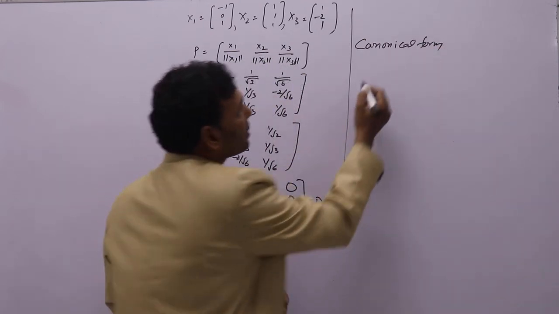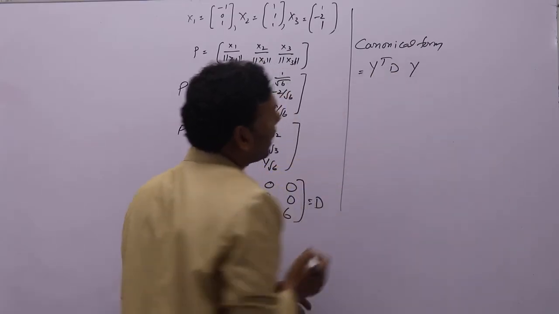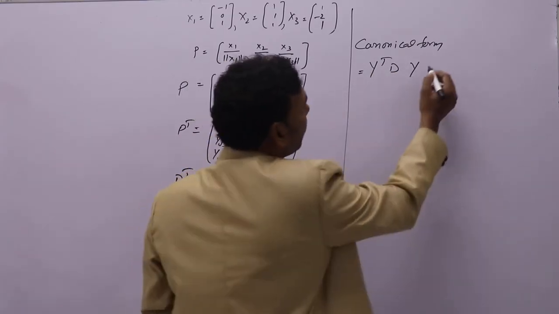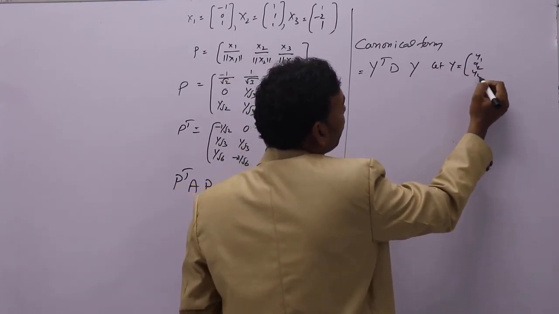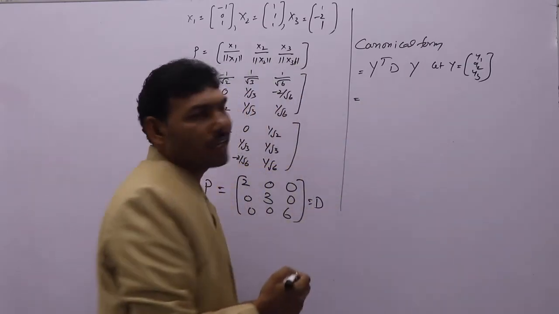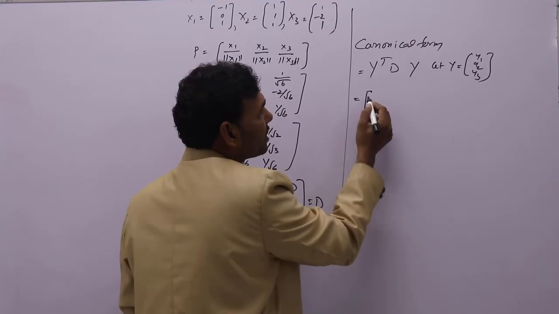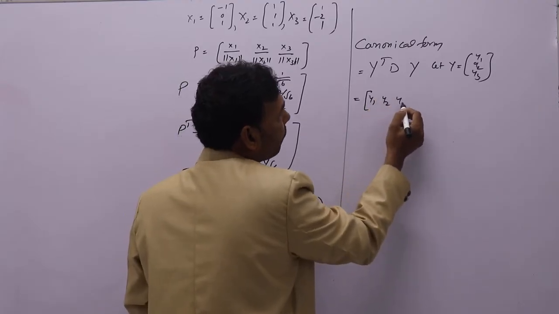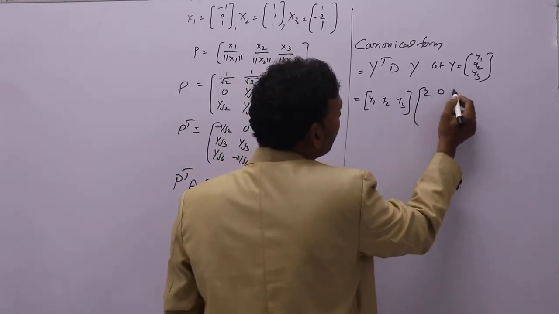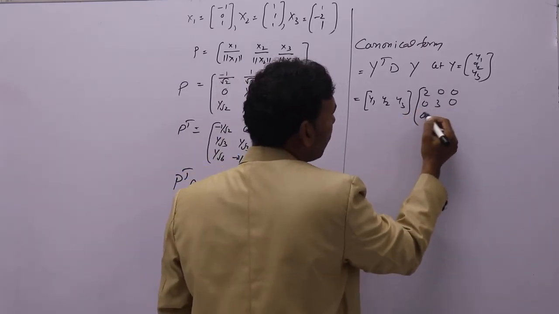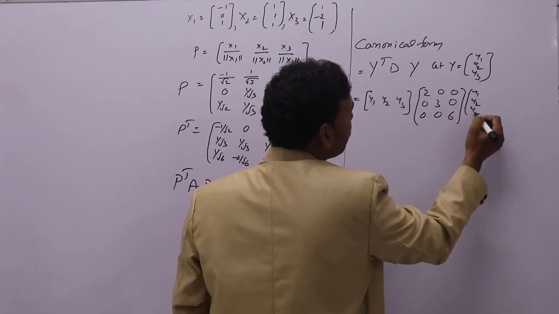Canonical form means you need to multiply these 3 y power t dy. I said what is y? For every problem, y is y1, y2, y3. y power t means you need to transpose. If you transpose a column matrix, you will get a row: y1, y2, y3. D matrix is here: 2, 0, 0, 0, 3, 0, 0, 0, 6. Here you will have y1, y2, y3.